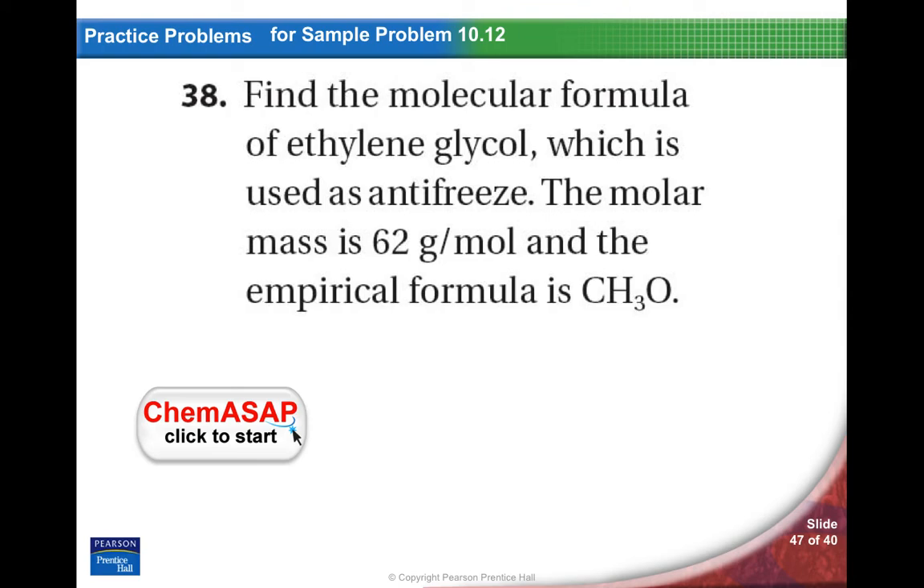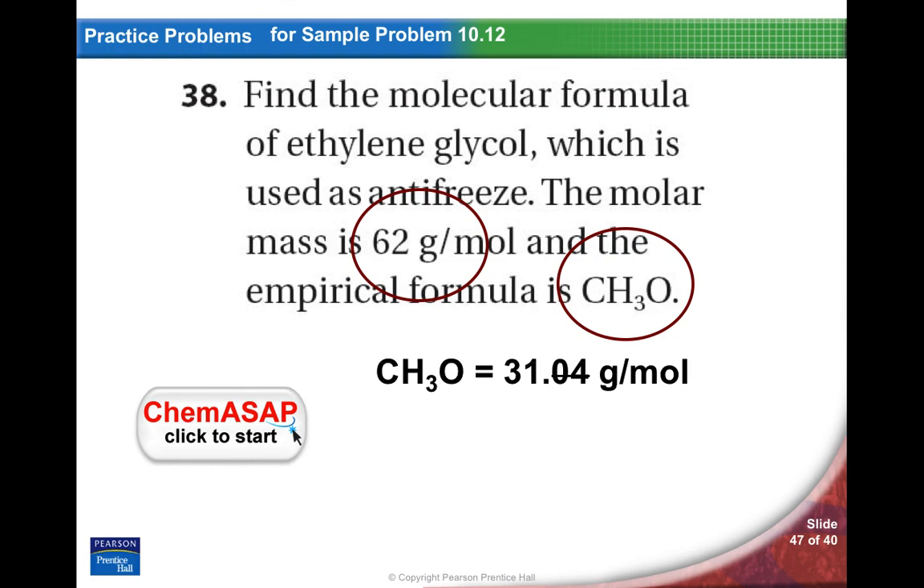All right, here's an example. I strongly suggest you stop the tape right now and try this on your own. Notice they give us 62 grams per mole. The empirical formula is CH3O. Ethylene glycol is that green stuff that you put in your radiator, mixing it with water. If we find the empirical mass, it's 31.04, but just ignore the 04 because they just go to the ones place. See if you can work it out. Stop it here.